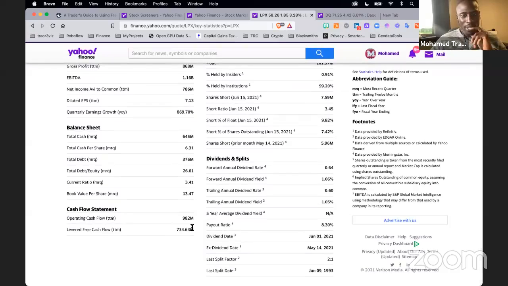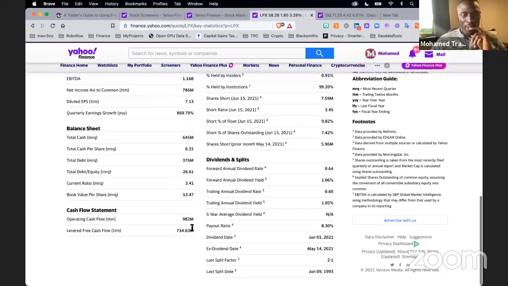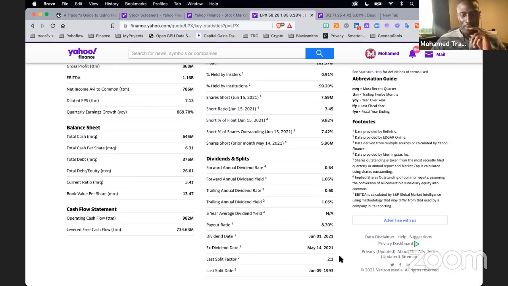All right, I'm actually really liking this company at this point. Their last split factor, last time they had a stock split, 2-for-1 stock split. All right.